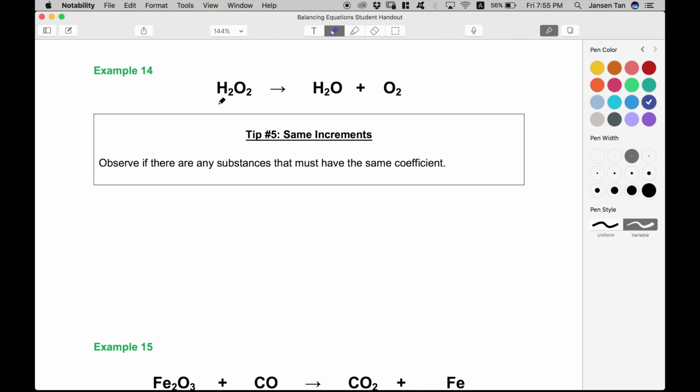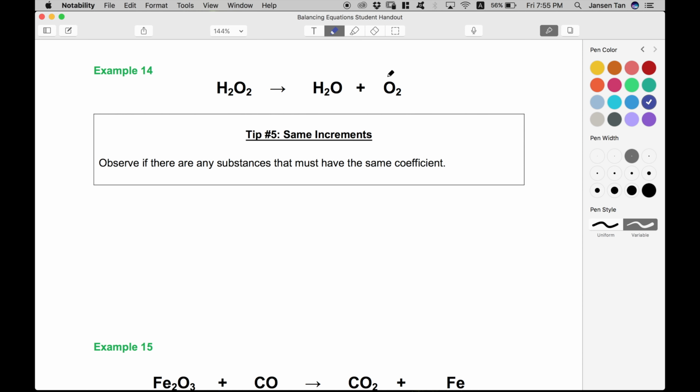obviously if we go by our normal mode of thinking, we will look at hydrogen first, right? So hydrogen is balanced, 2 here, 2 here. Then oxygen, I have 2 here, I have 3 here. Then you are stuck because you don't know what to do, right?